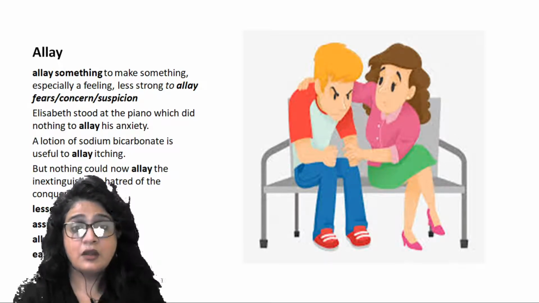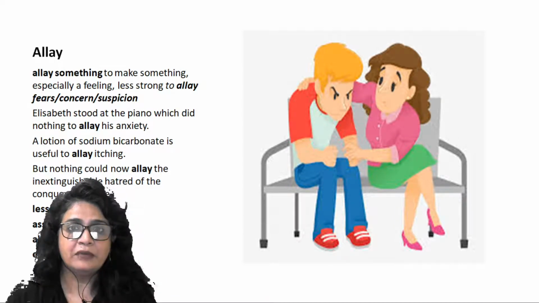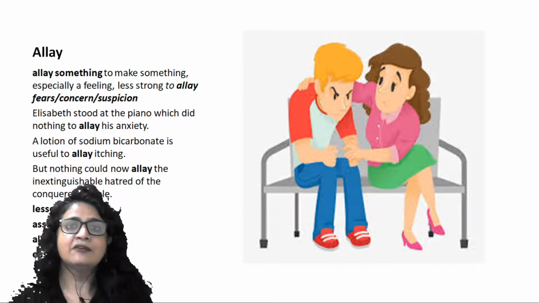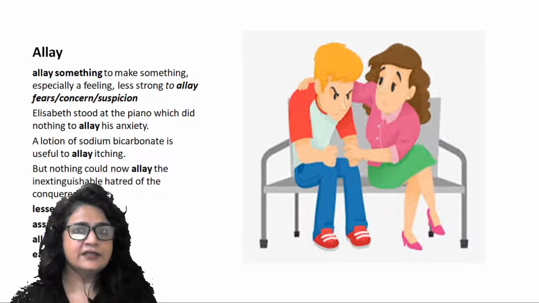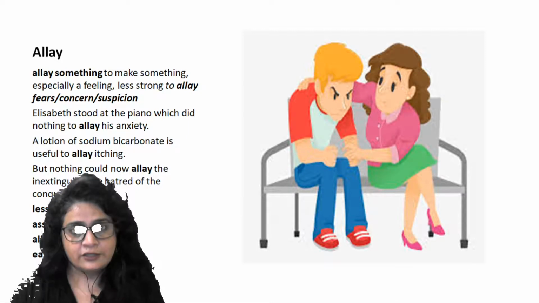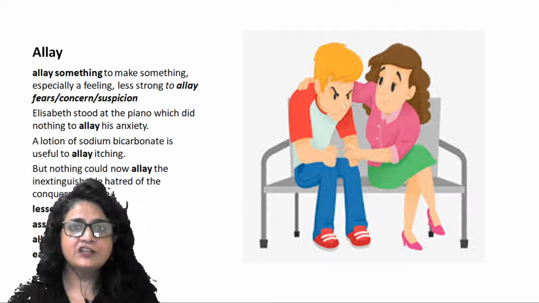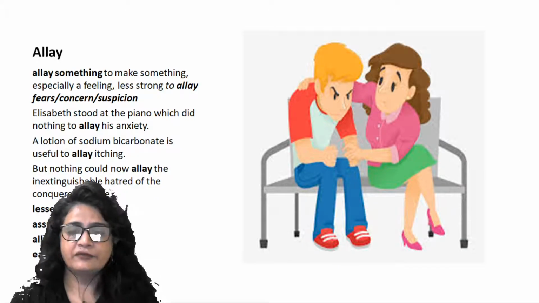So this is literal. Other way, the word is used in a figurative way. But nothing could now allay the inextinguishable hatred of the conquered people, right? So here it is used in a figurative way. People have a lot of hatred for each other, right? Nothing can be done to allay their hatred for each other. So it has become implacable, right? So they cannot be turned friends again. All right. So implacable. Remember the word we did in our etymology class. Implacable, a feeling which cannot be turned against each other. So, nothing could now allay the hatred of the conquered people.